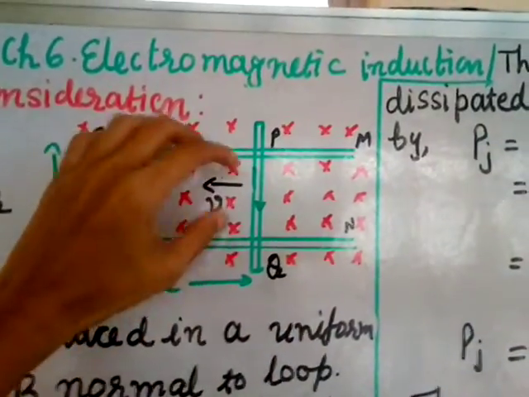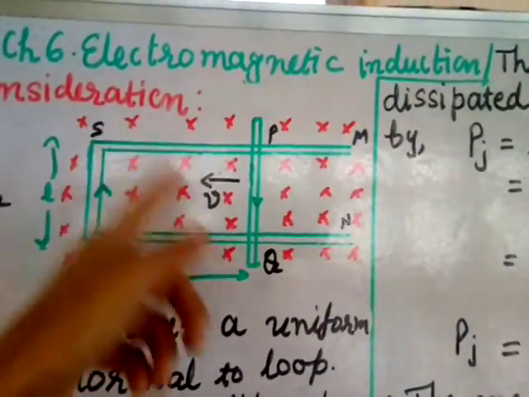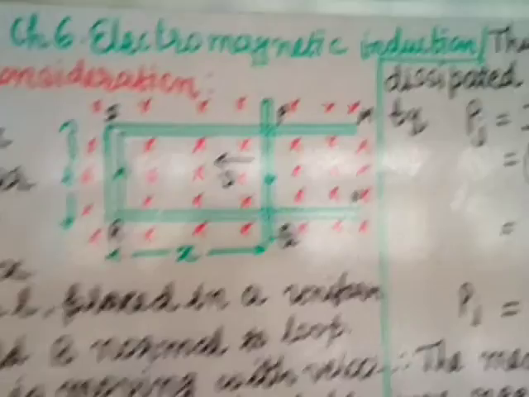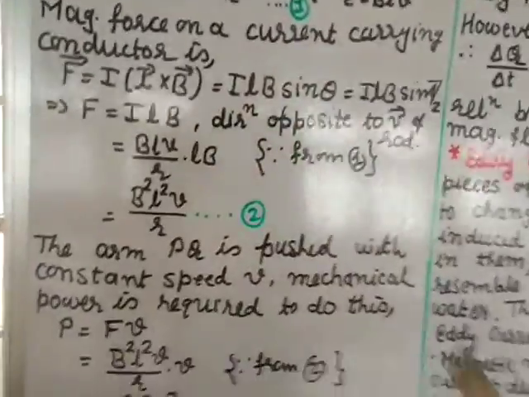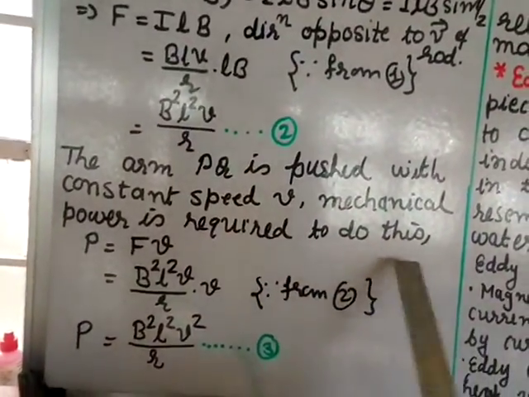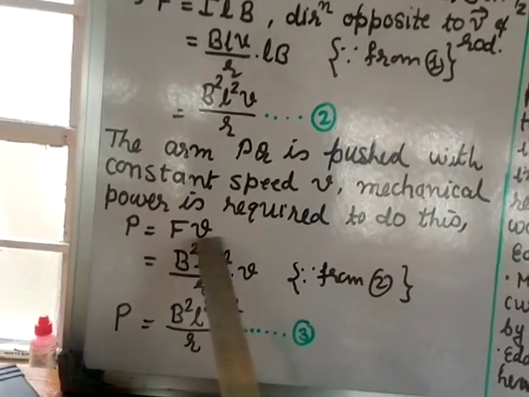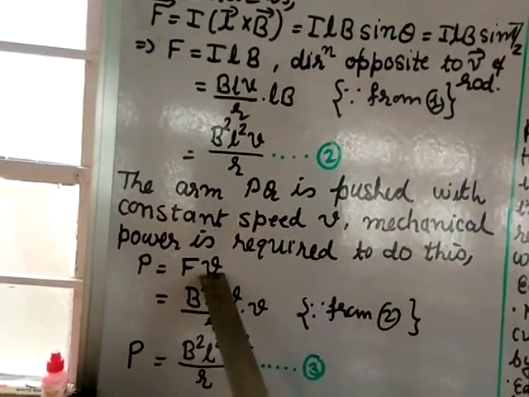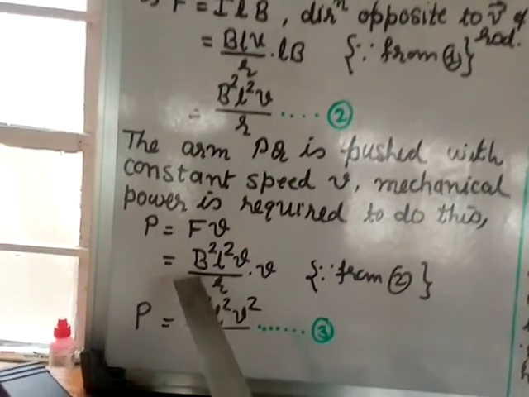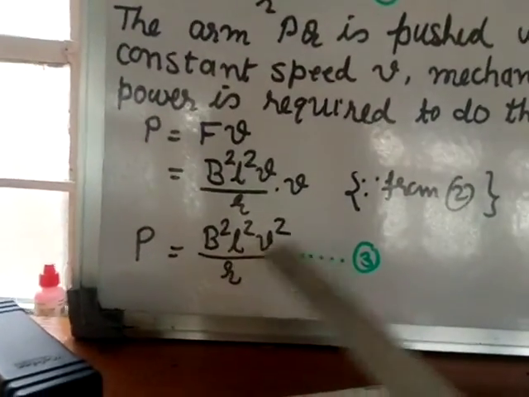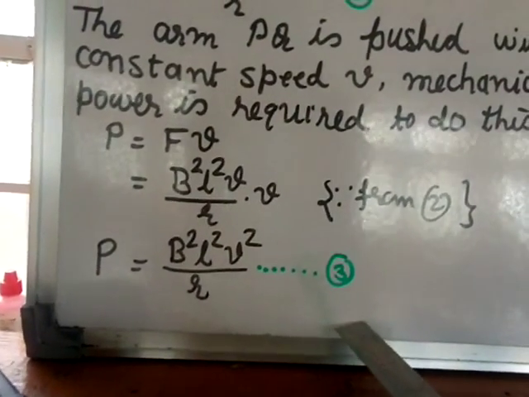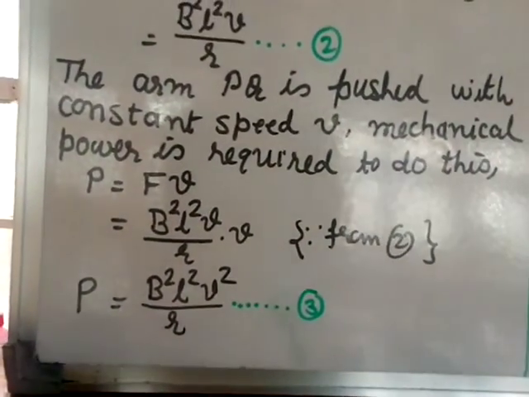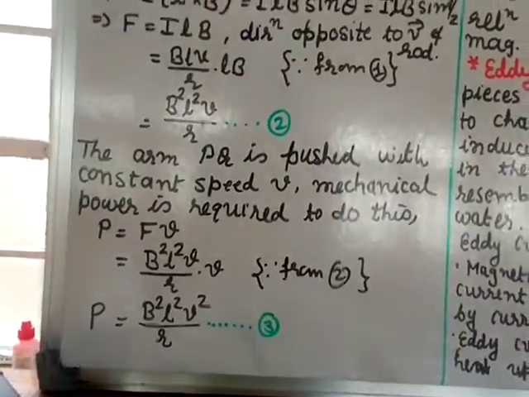Otherwise, if this is not moving, that means there is no change in the flux, so no EMF will be induced. And mechanical power required to do this is given by P is equal to F into V. This is mechanical power. F value you put from number 2, B square L square V by R, and this V as it is. Multiplying, you get B square L square V square by R. Call it number 3.